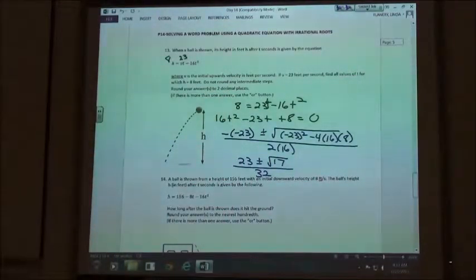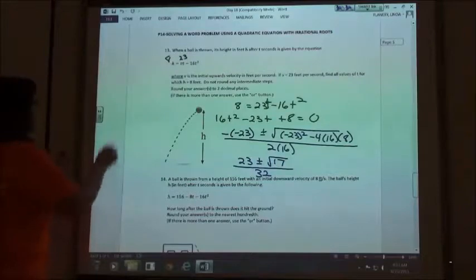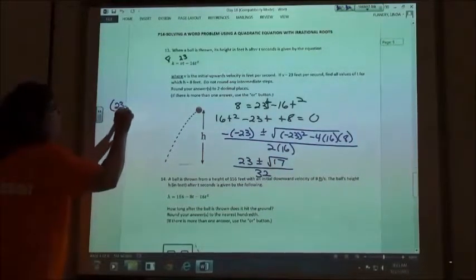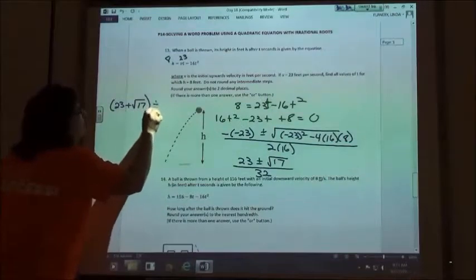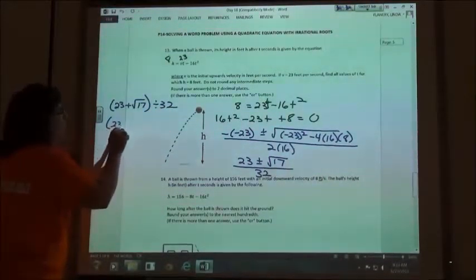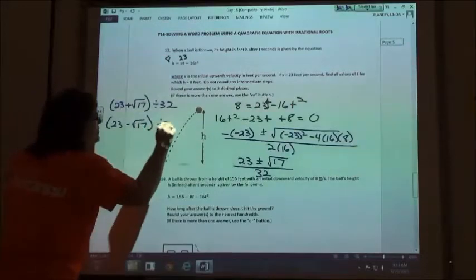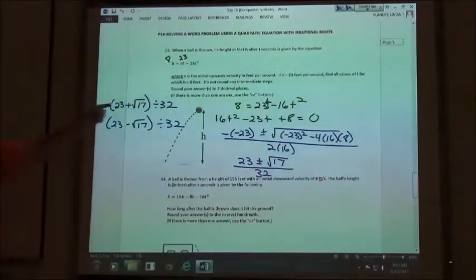All right, so when we calculate that, if we're going to use our calculator, either you need to put parentheses around the top part of that fraction, or you have to hit equals after you put the top in. I just like to use the parentheses. So I would do 23 plus the square root of 17 divided by 32, and then 23 minus the square root of 17 divided by 32. So if you calculate the top there, 23 plus the square root of 17, and then divided by 32, it says round your answer to 2 decimal places. That means 2 places after the decimal, or the hundredths place would be the same thing.